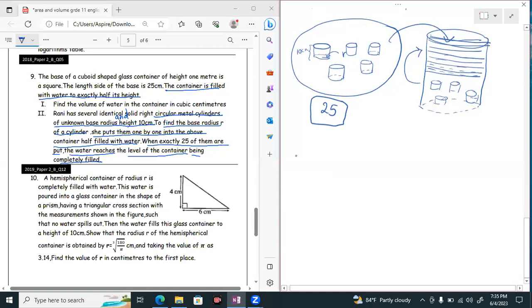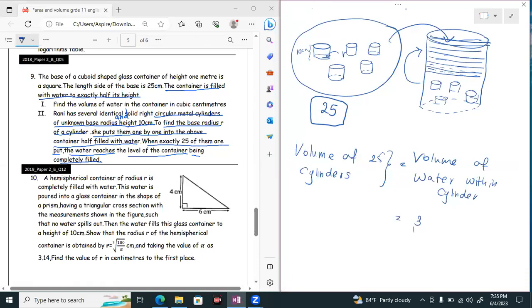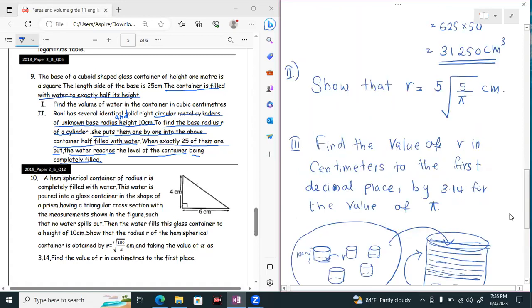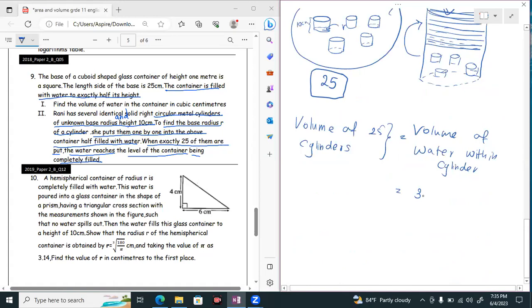Now we have to find the volume of 25 cylinders, which equals the volume of water within the cylinder. It is 31,250. Then the volume of 25 cylinders is 25 into 5r squared times h.